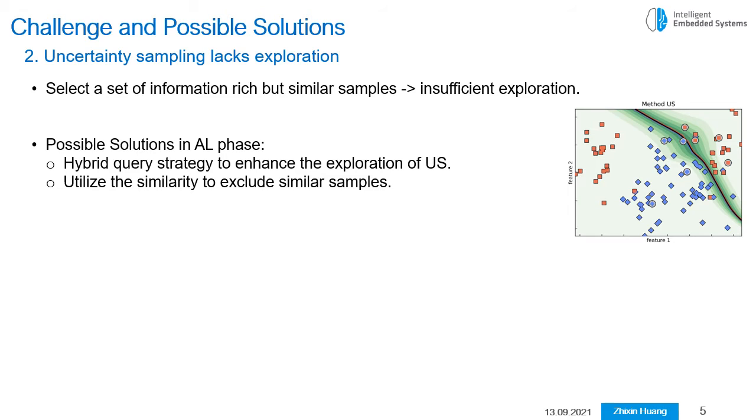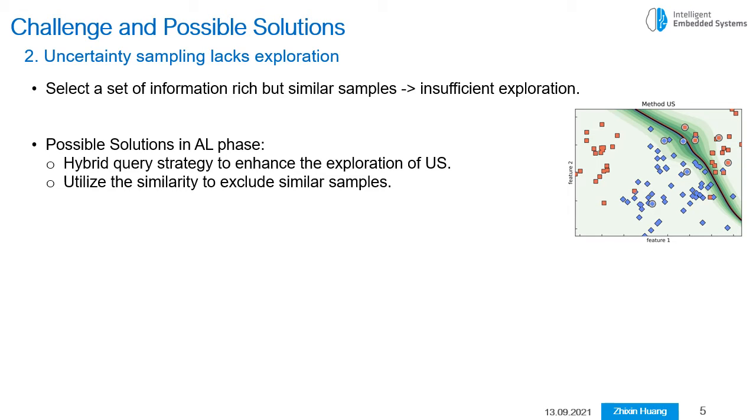For the second challenge, uncertainty sampling utilizes batch acquisition and queries the top n instances with the highest score. However, it is likely to select a set of information-rich but similar instances. It leads to insufficient exploration.